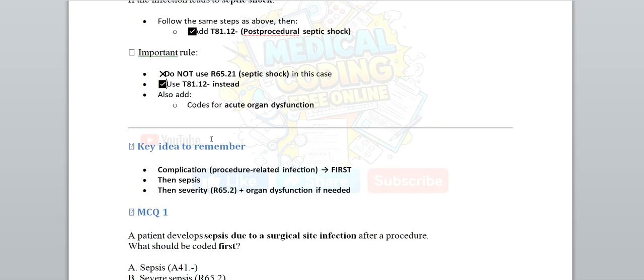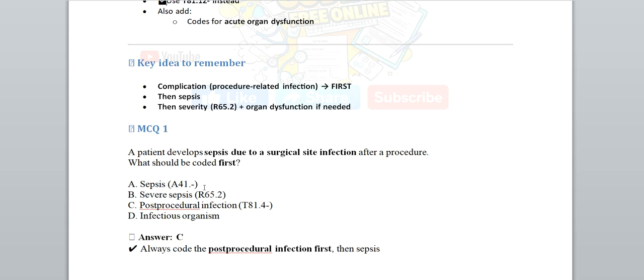So the key idea for this reminder: for complications, procedure-related infection first, then sepsis, then severity R65.2 plus organ dysfunction if needed. So we have seen the total synopsis concept. We will see MCQs; if you correct the answers for these questions, you get an idea about the sepsis topic. So discuss one by one.